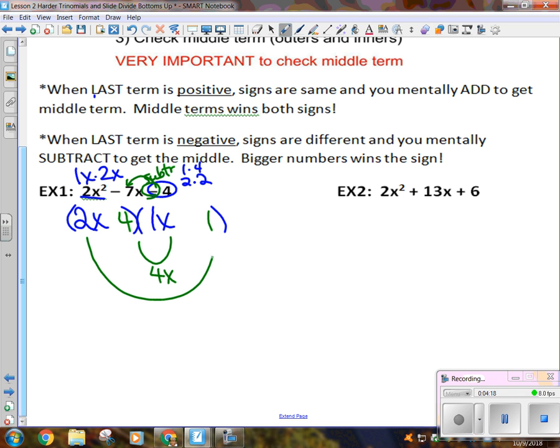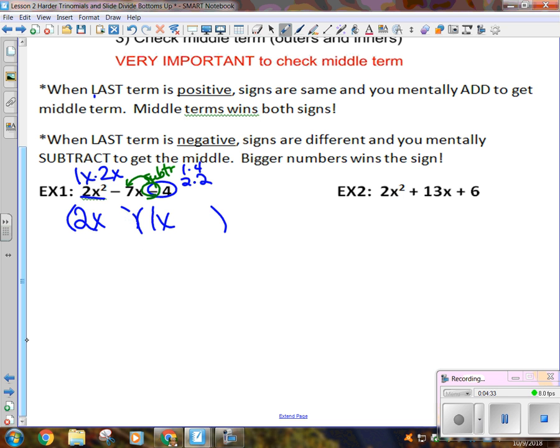4x. What's 2x times 1? 2x. If I mentally subtract, that does not give me 7. So, I tried it out. That does not work. So, I'm going to erase this idea. I tried it. Just didn't work.